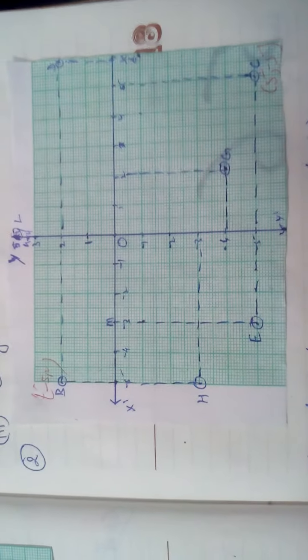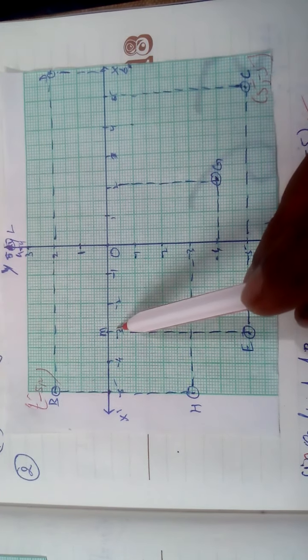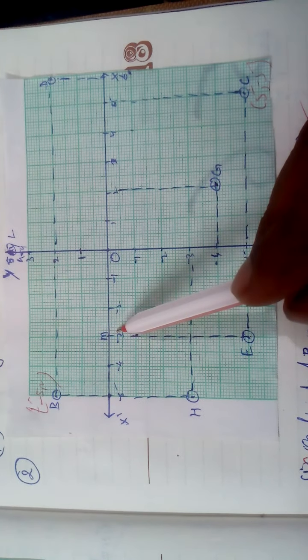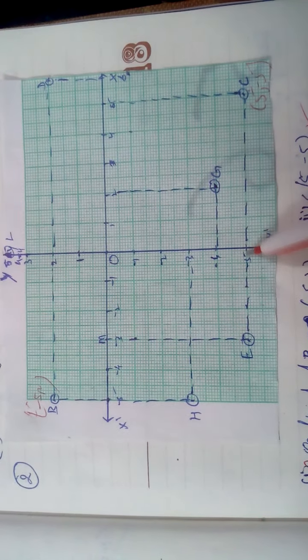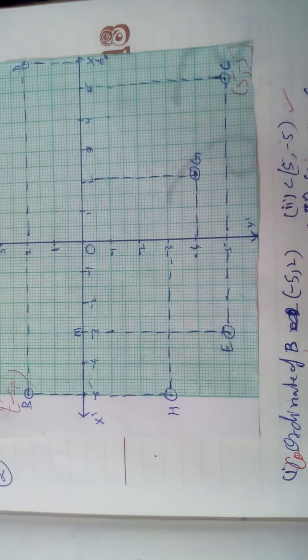Third part, what is given? Abscissa of, no, coordinate of E. Where is the point E? First you see the point E. Here. Abscissa means minus 3. Coordinate of E is minus 3 on the x-axis and y is minus 5. Minus 3 comma minus 5.